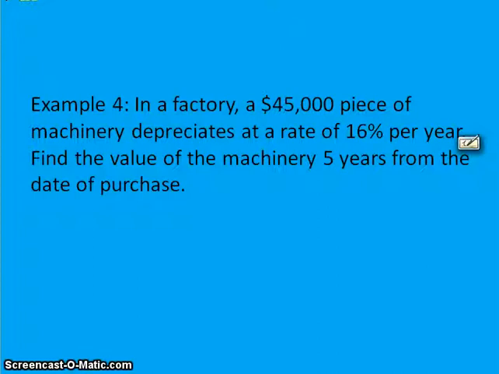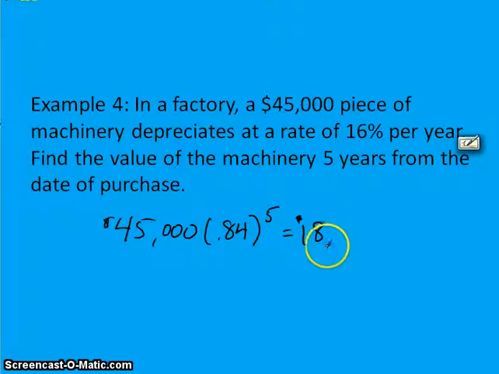And finally, example 4, we have a $45,000 piece of machinery. That's our initial amount, and it depreciates 16%. Depreciates is another word for exponential decay. So that means it's going to keep 84% of its value, so 0.84. And we want to know after 5 years how much it's worth. So 0.84 raised to the 5th power times 45,000. That's $18,819.54.